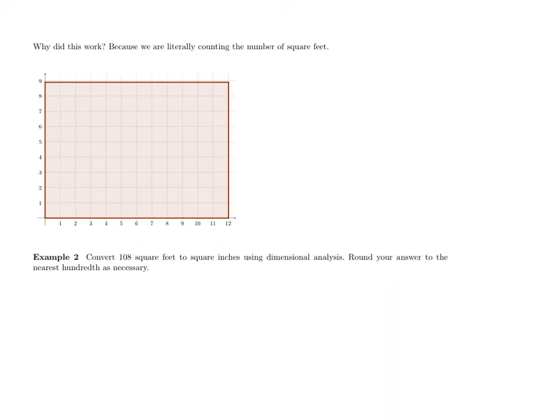In example 1, we had a wall that was 12 feet by 9 feet. And we figured out that the area, the space that it took up, was 108 square feet. And the way we figured that out was by multiplying 12 by 9 and saying the units must be square feet. But why did this work? What was really going on when we did this? What we were actually doing when we got this number was literally counting the number of square feet.